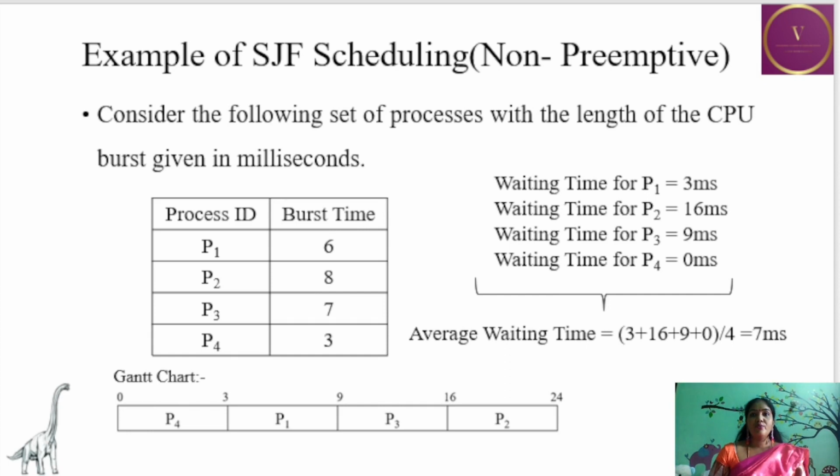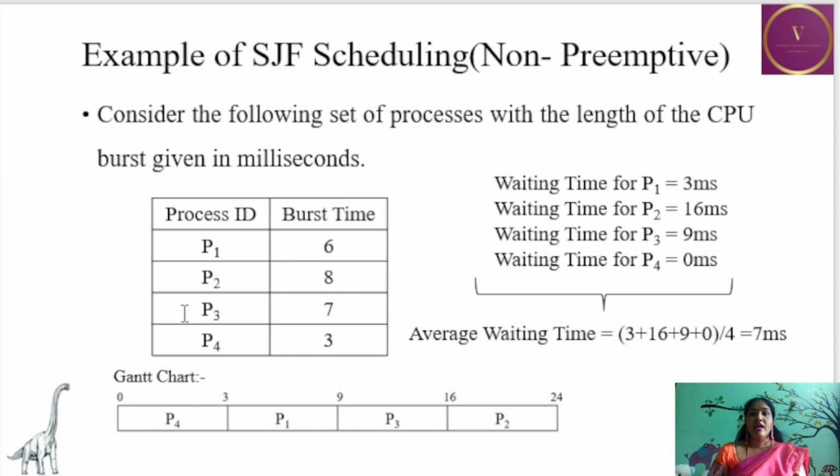So when we calculate the average waiting time here, the waiting time for P1 is 3 milliseconds, and the waiting time for process P2 is 16 milliseconds, because it is the one which is given the CPU last, as it has the time requirement of 8 milliseconds. The waiting time for process P3 is 9 milliseconds, and the waiting time for process P4 is 0 milliseconds. So when we calculate the average waiting time, it is 7 milliseconds.